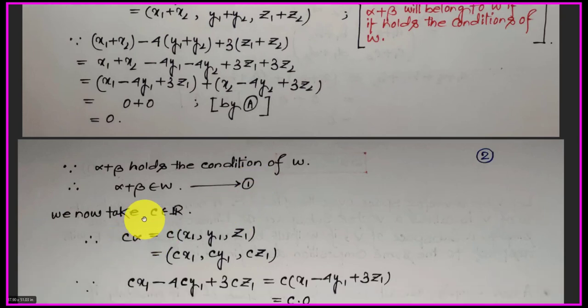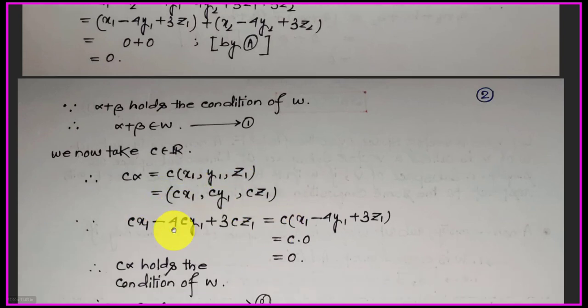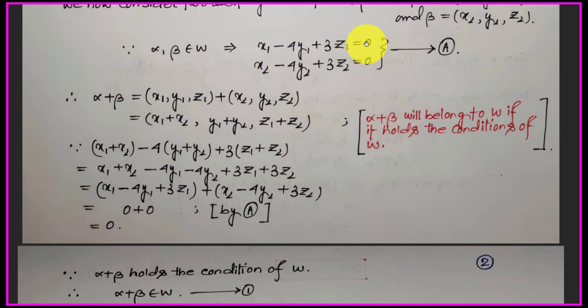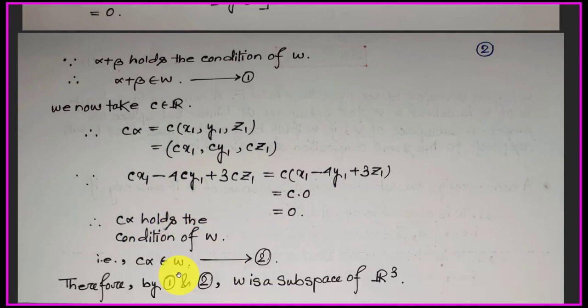Next condition: we consider C to be any real number, so that C alpha equals C into (x1, y1, z1), that is (Cx1, Cy1, Cz1). Again we have to verify whether this element belongs to the set or not. To verify it, we check the condition of the set, that is Cx1 minus 4Cy1 plus 3Cz1. Taking C as common, we get C times (x1 minus 4y1 plus 3z1), and this is our 0. Now C into 0 is 0. So we see that C alpha also holds the condition of the set W. Therefore C alpha belongs to W. This is marked as number 2.